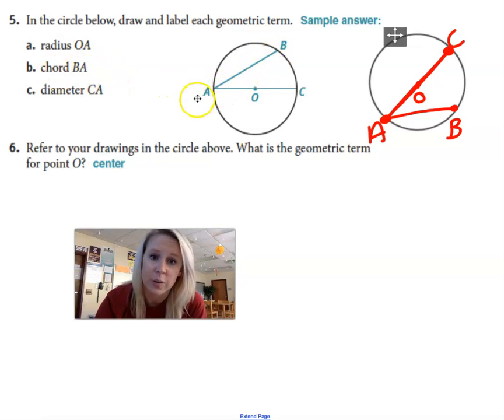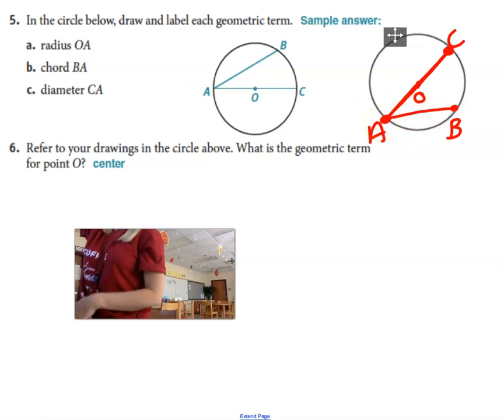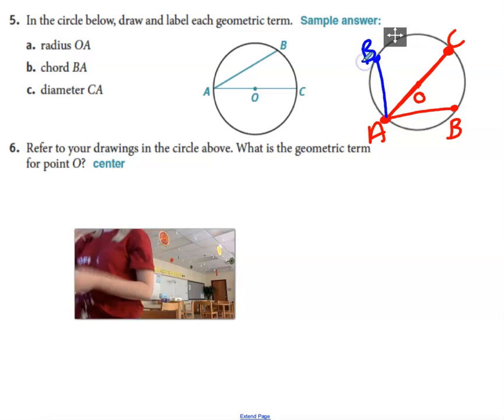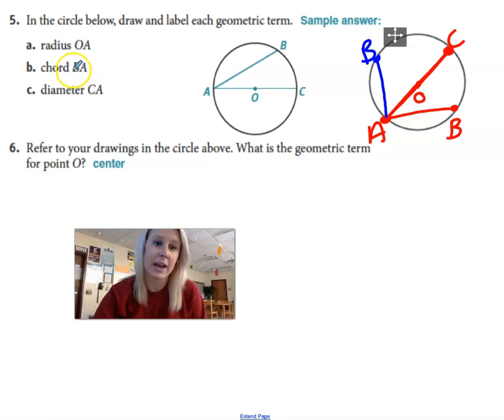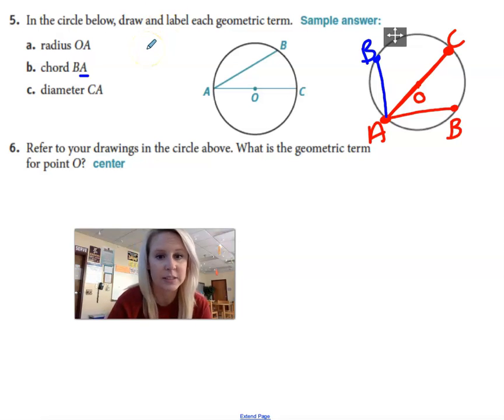So you could have had a chord going up and down. I had it going on the bottom this time. You could even have it going like this, like that could be B, as long as it started at point A, because A had to be on the outside of the circle. And then number 6, the geometric term for point O is the center of the circle.